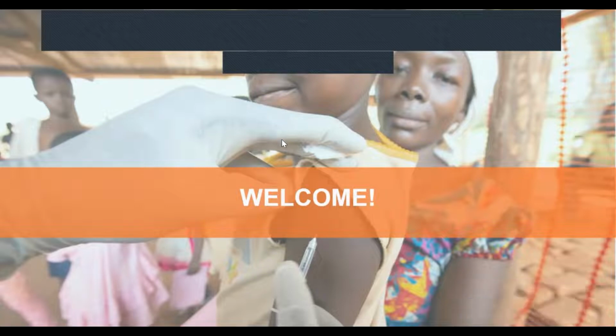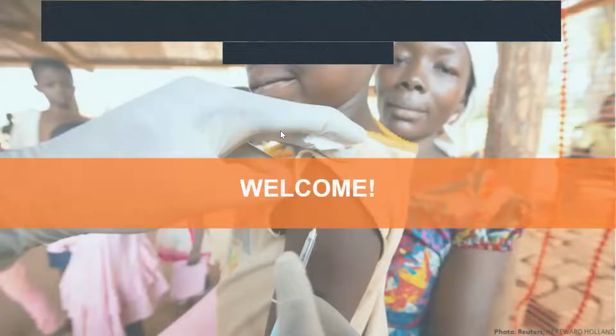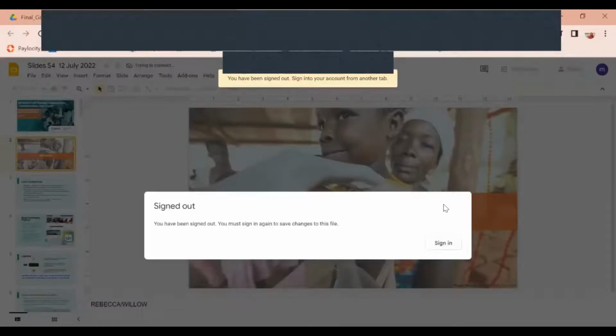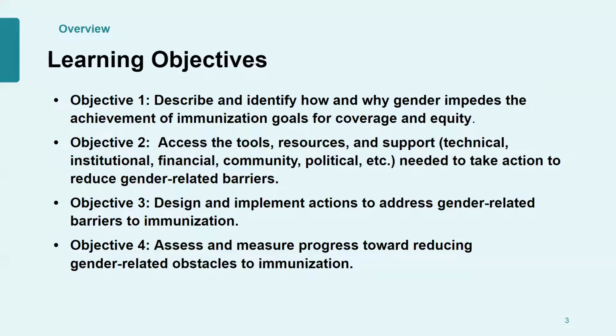The beginning of this is slides that you've already seen, so we will run through these pretty quickly. This is a slide you've seen every time we've gotten together: the learning objectives that we're aspiring to for this course. Today, in particular, we're paying very close attention to objective 4, which is assessing and measuring progress towards reducing gender-related obstacles to immunization.